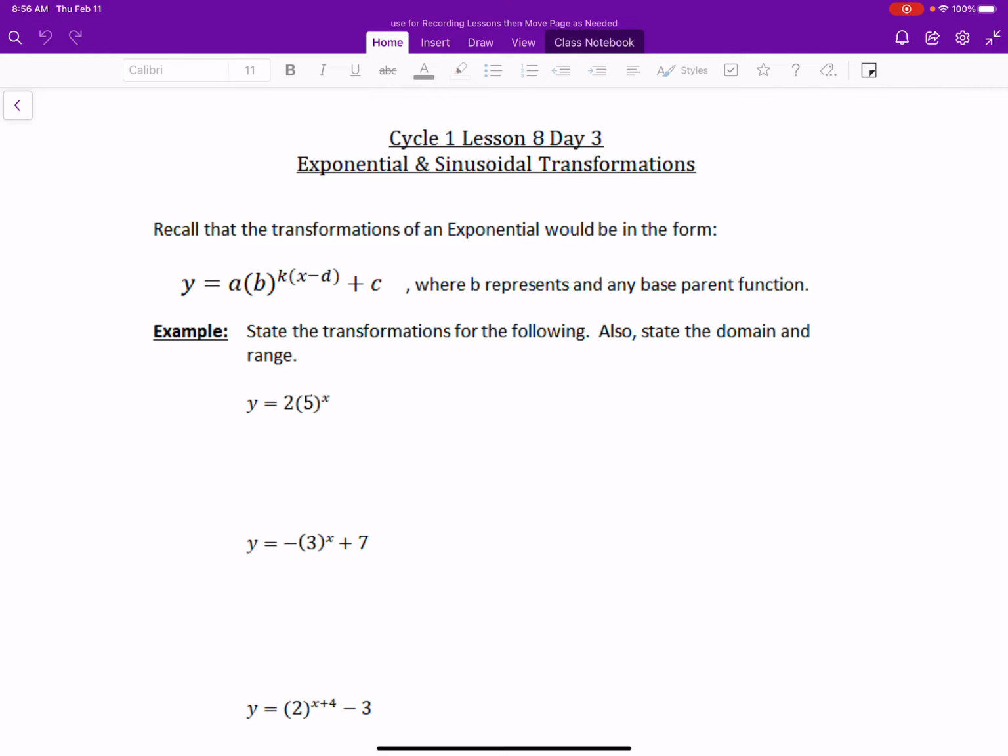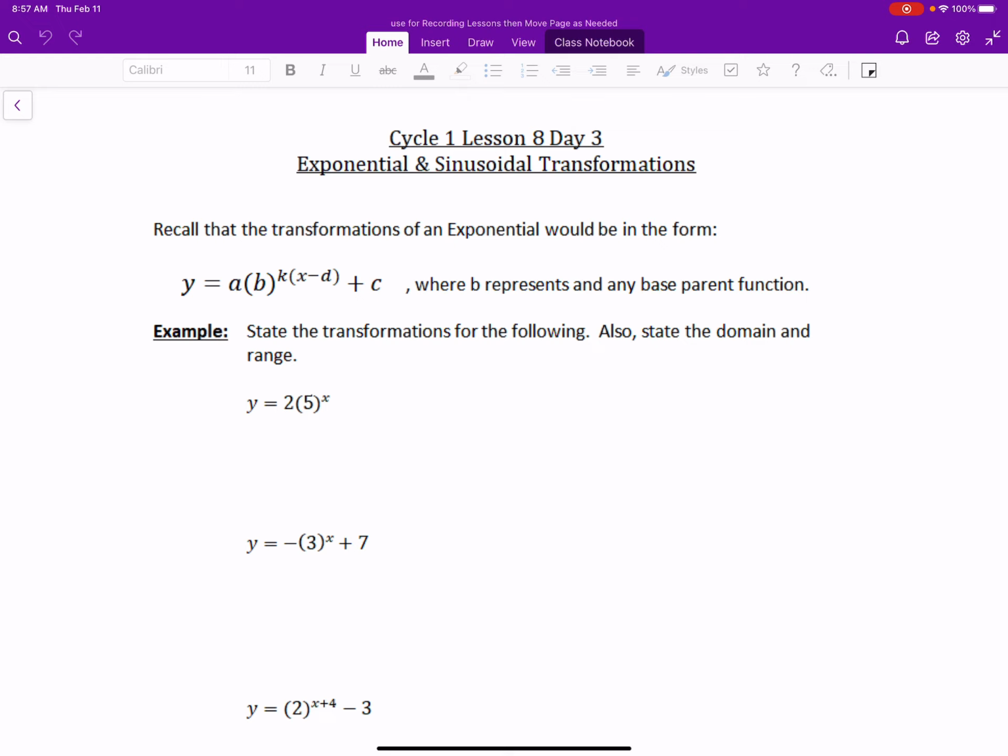In this lesson, we're going to finish up with talking about transformations for now, although we'll be using transformations throughout this course. But in particular, I want to look at doing transformation of exponential and sinusoidal functions.